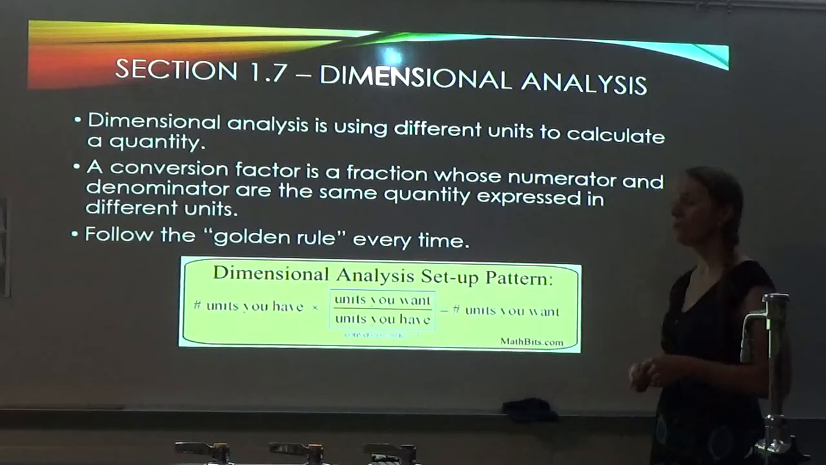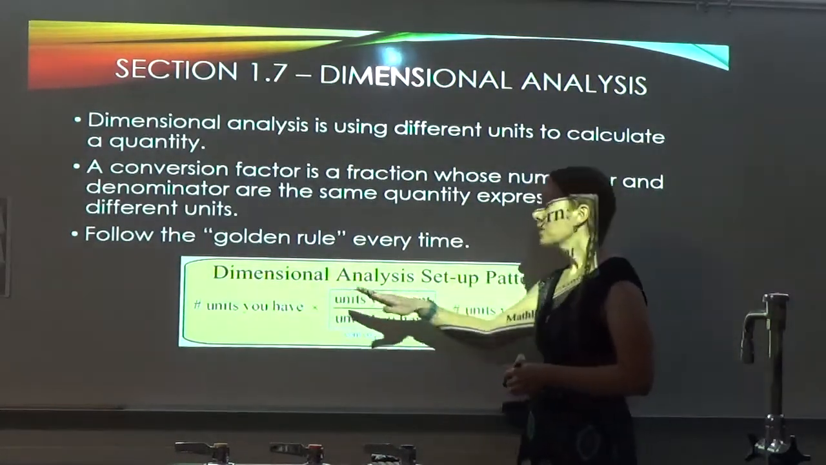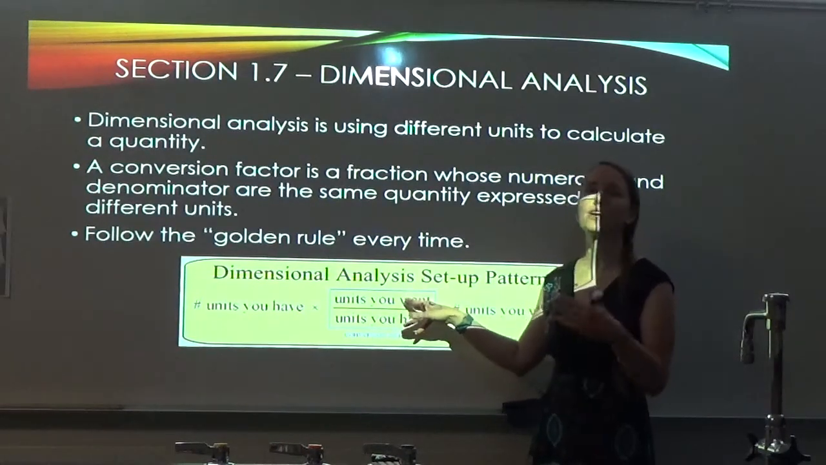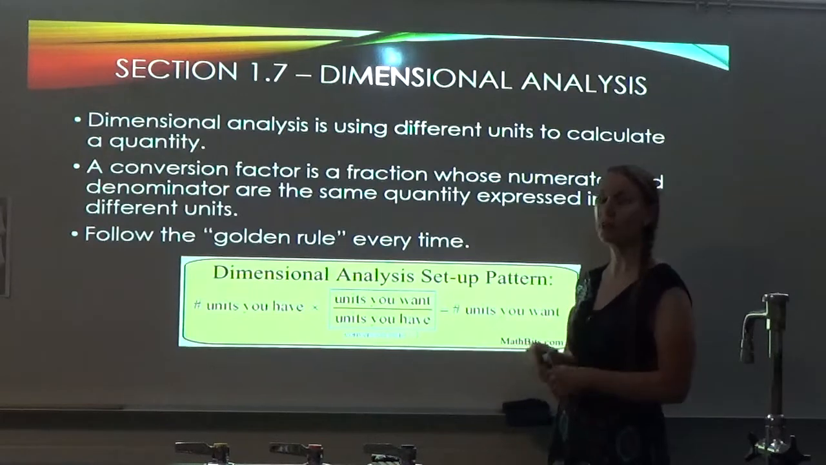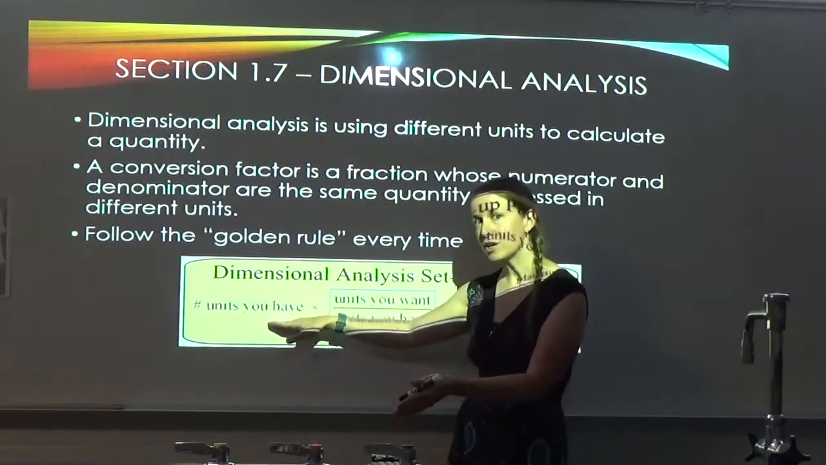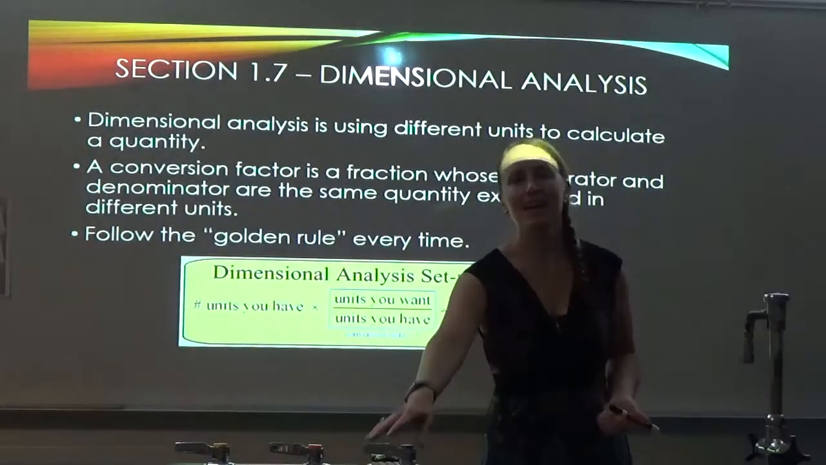Follow the golden rule every time. Whatever unit you have in the numerator, you put it in the denominator and put the unit you either want, or a unit that will get you closer to what you want, in the numerator. If you have a unit you don't want in the denominator, you cancel it out by putting it in the numerator. So it's just a canceling game.